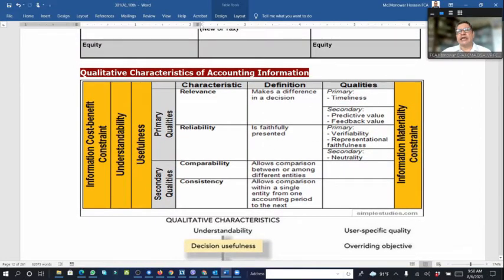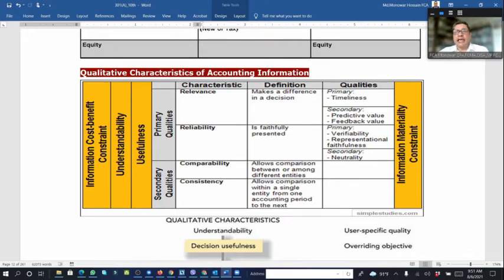And if we see here, the information means cost, benefit, understandability, usefulness, and its primary quality, what we have seen, should be relevance. Relevance means making a difference in a decision. And reliability means it is faithfully represented. Comparability means we can compare among different entities, organization to organization, industry to industry, and it should be consistent.